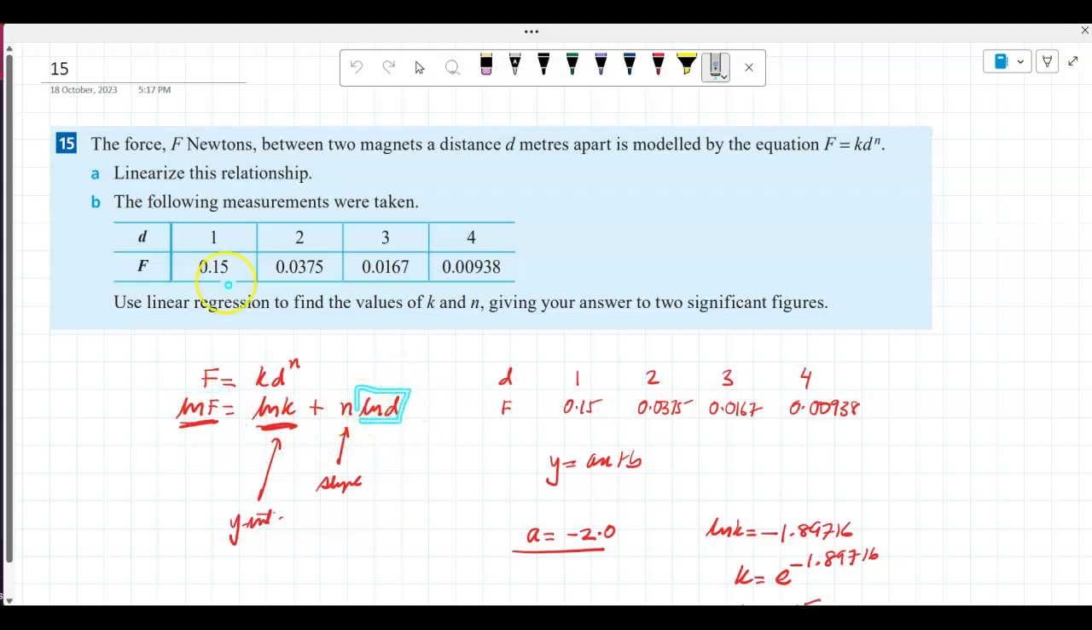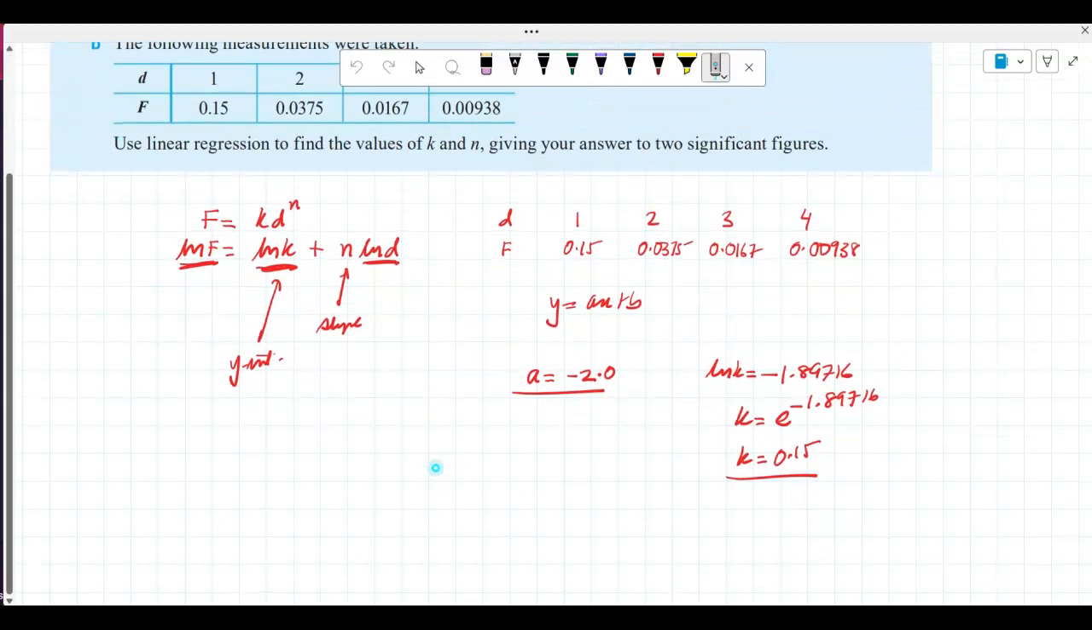So now they say find k and n. So what will you do? This is your list 1, and this is list 2. Then list 3 will be ln d, in your calculator. List 4 you'll do ln f. And then you do linear regression on list 3 and list 4.